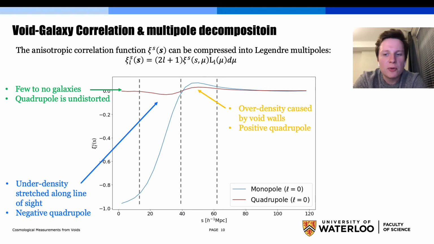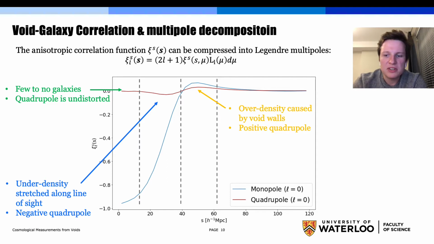In order to perform the void analysis, we use the compression of the correlation function into Legendre multipoles. Here you can see the monopole and quadrupole of our void-galaxy correlation functions. Looking at the shape of these functions, you can see some clear zones. In the center, you have very few to no galaxies, so the monopole is close to -1. As there are no galaxies, there will be no distortions to the correlation function, and therefore the quadrupole will be 0 as there is no distortion.